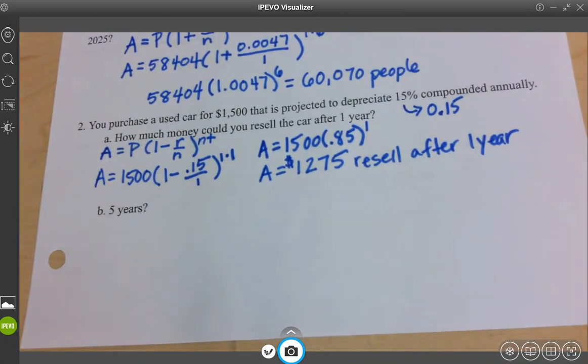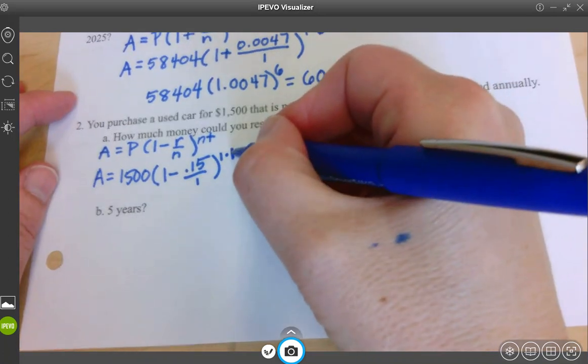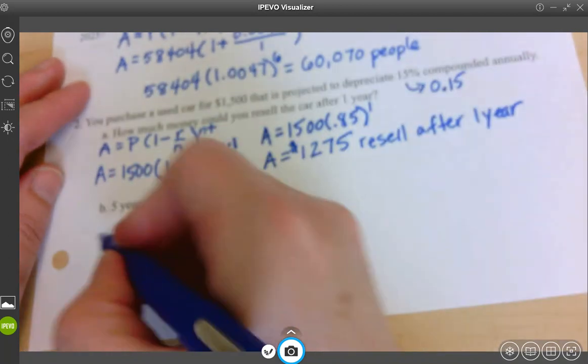Okay, so only one thing changed for the 5 years, right? What letter changes? Is it the N or the T that changes in Part B? Sky? Yes, the T changes in Part B. So we're just going to change that to a 5. Everything else stays the same.